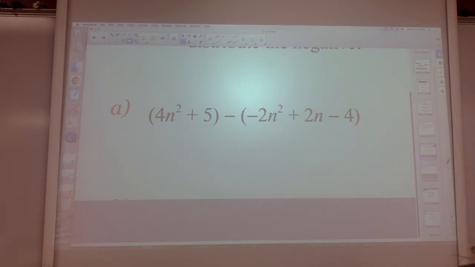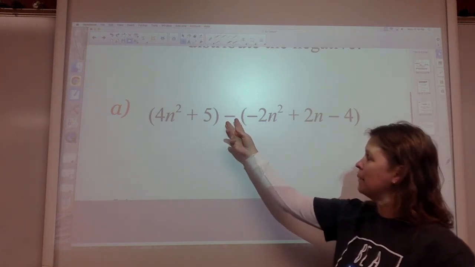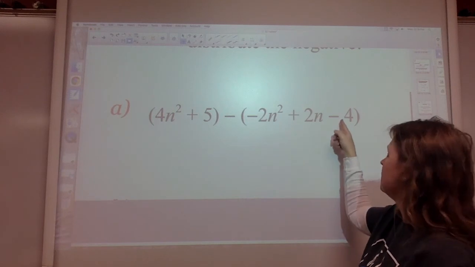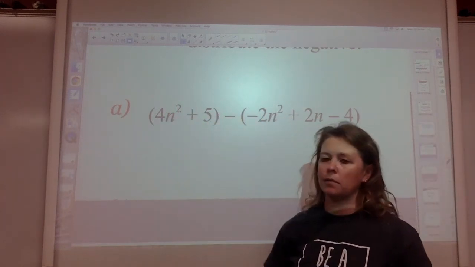4n squared plus 5 minus negative 2n squared plus 2n minus 4. Distribute the negative. Remember, a negative means the same as opposite. It wants the opposite of a negative 2, the opposite of a positive 2, and the opposite of a negative 4. And it only goes this direction. You don't distribute your negative backwards.